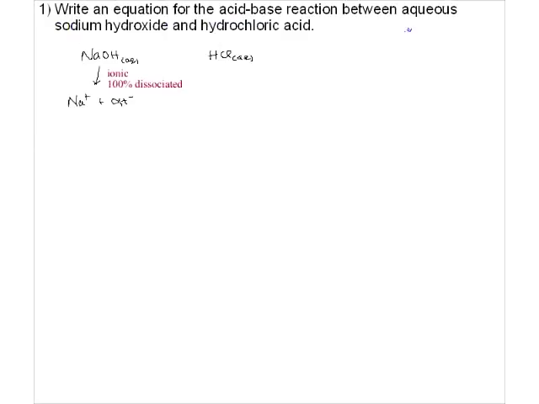So we're looking at the next thing here, and we're saying, okay, hydrochloric acid, we're throwing some hydrochloric acid in the test tube. As soon as that hits the water, what's going to happen is we've identified that, hey, that's a strong acid.